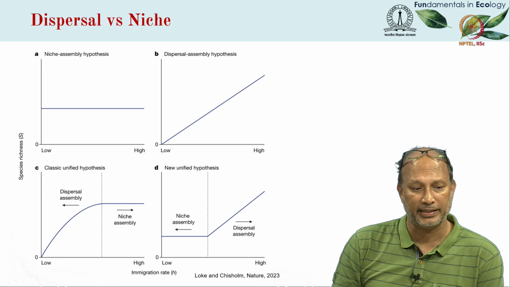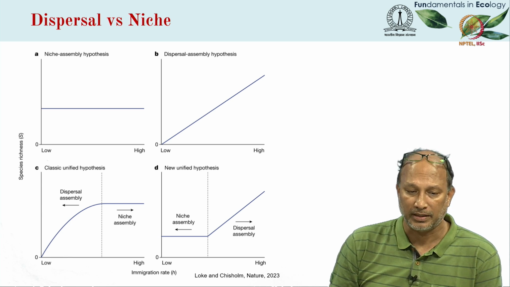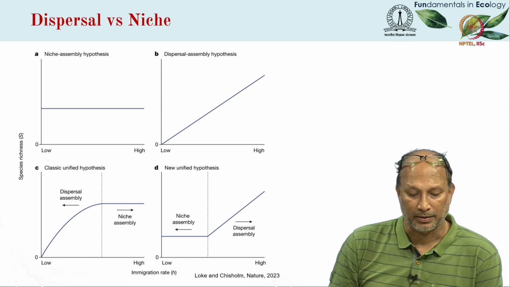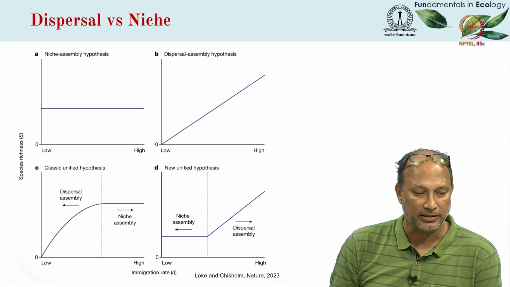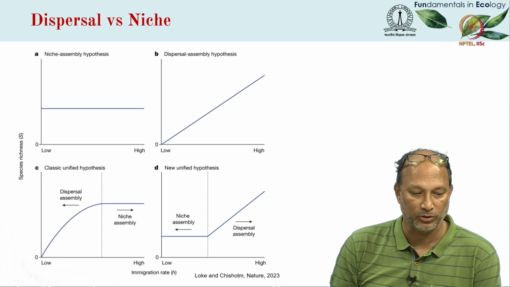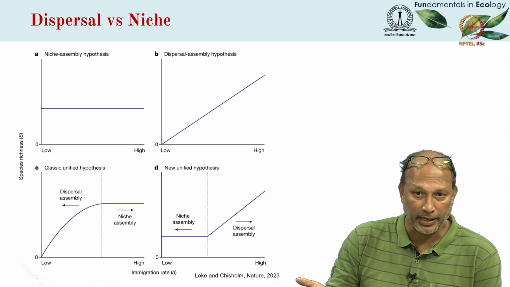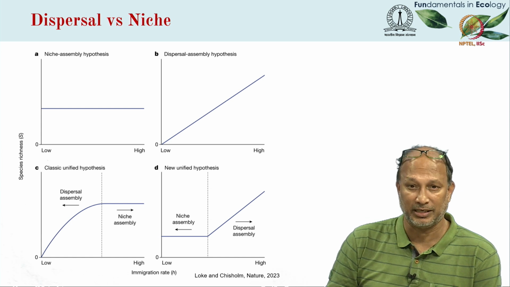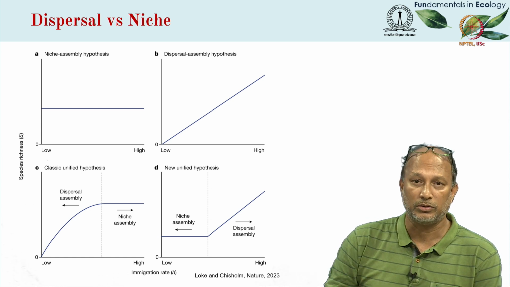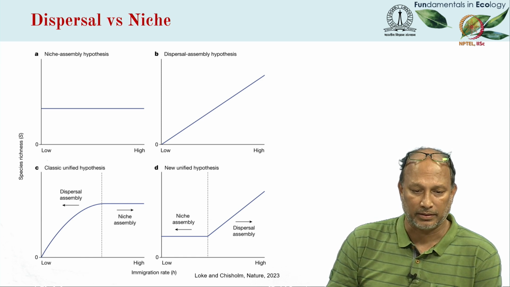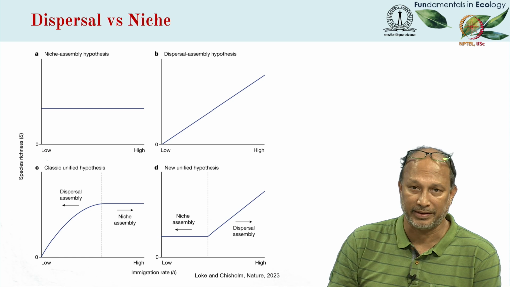Fairly recently, there's been an examination of what one might expect from niche and dispersal assembly hypotheses. What's plotted here is the immigration rate on the x-axis and species richness on the y. And as you can see, immigration rate makes no difference to species richness in the niche assembly hypothesis because dispersal doesn't play a role there. And in the dispersal assembly hypothesis, there's a linear monotonic increase of species richness with immigration rate.